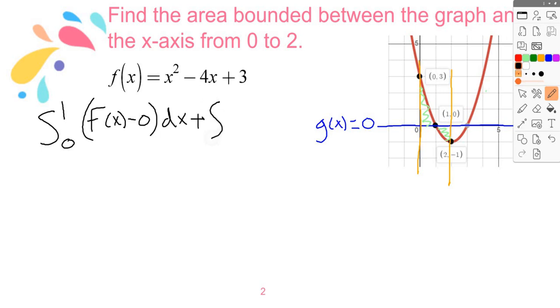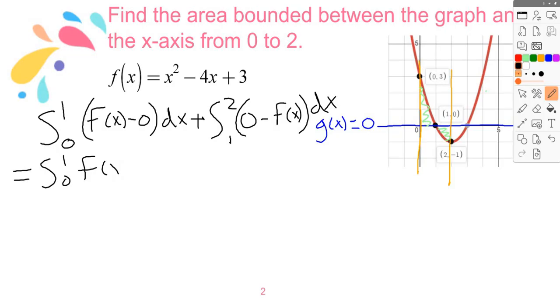So then I have to add. Now I'm going from 1 to 2. But now my 0 is on top, minus f of x dx. So if I simplify that, I go from 0 to 1 of f of x dx plus, what would this become?